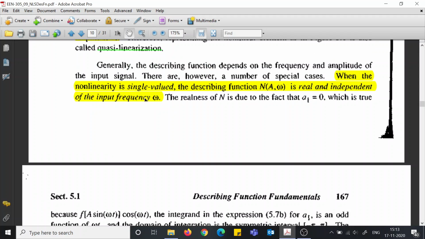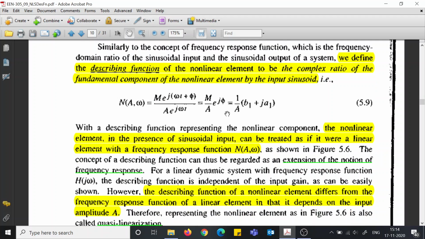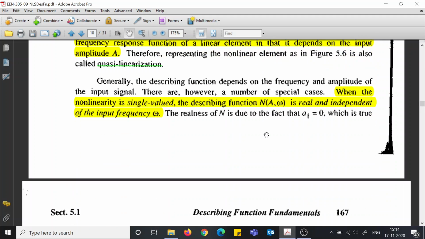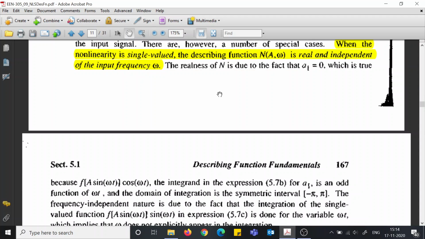In the case when the nonlinearity is single valued, the describing function is real and independent of the input frequency omega. So you saw that N(A, omega) is basically a function of A and omega both, but in case of single valued nonlinearities, it will not be a function of omega, it will only be a function of A.